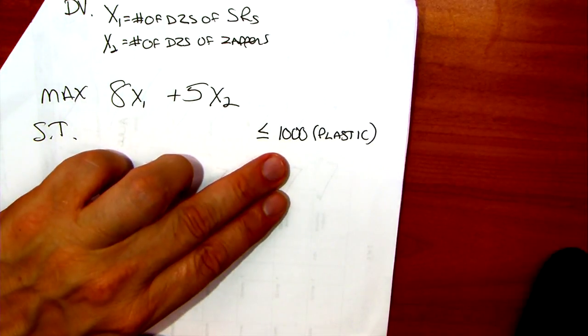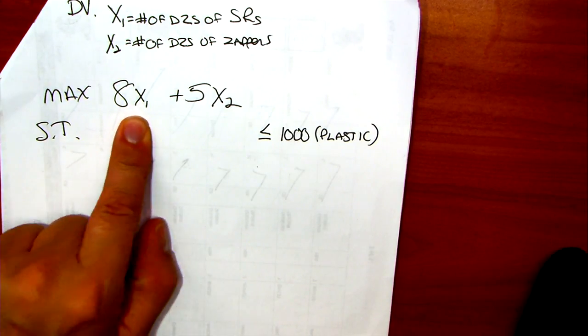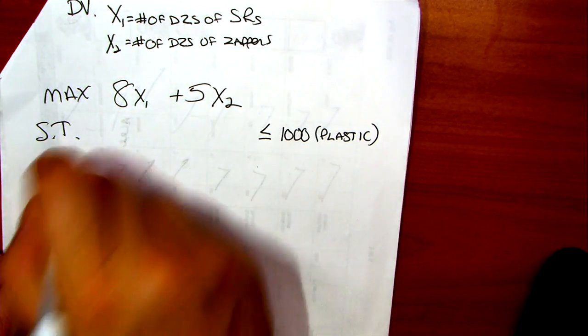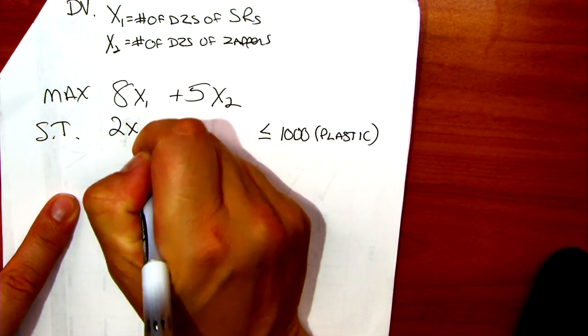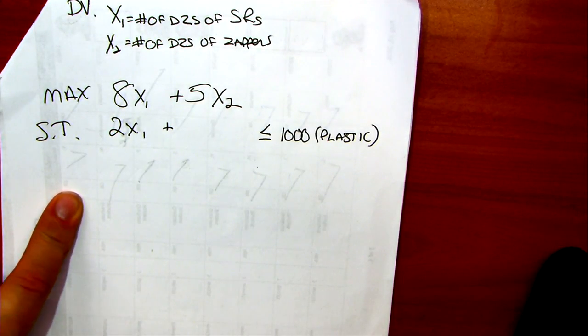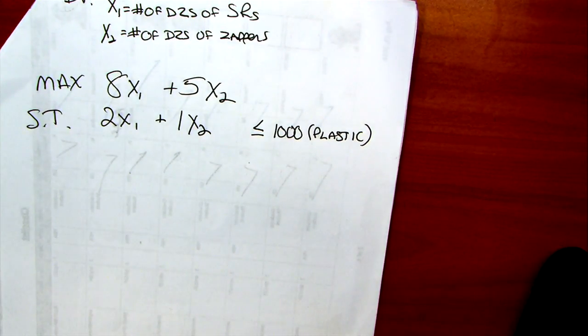So 1,000, and if we make a dozen space rays, according to that table on page 51, that consumes 2 pounds. And if we make a dozen zappers, that consumes 1 pound. So if we make 1 dozen of each, that's 3 pounds, right? So that left-hand side, the consumption has to be less than or equal to 1,000.